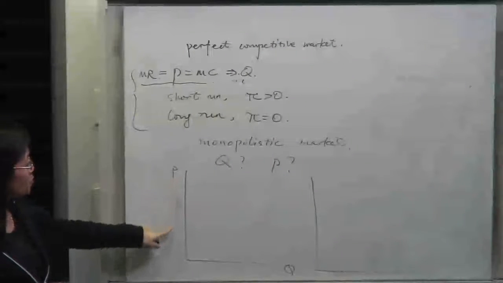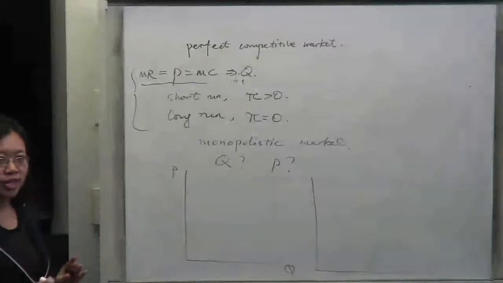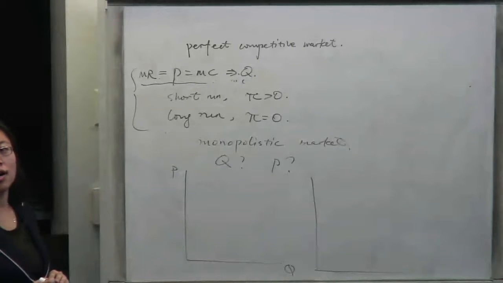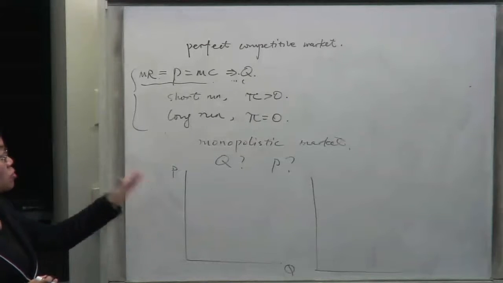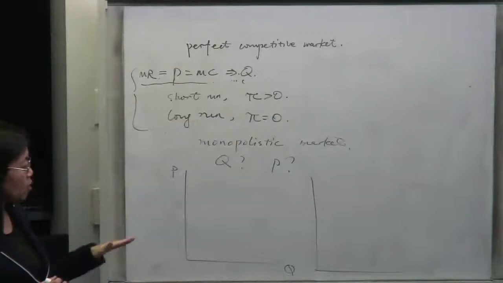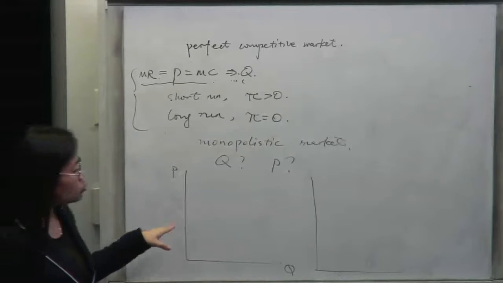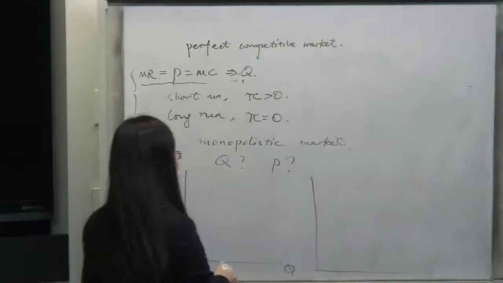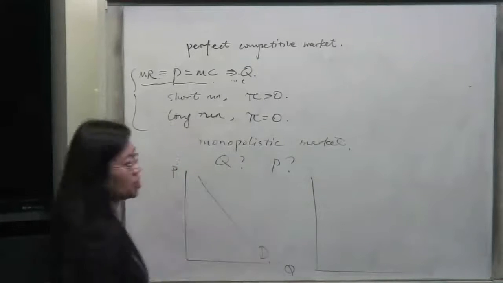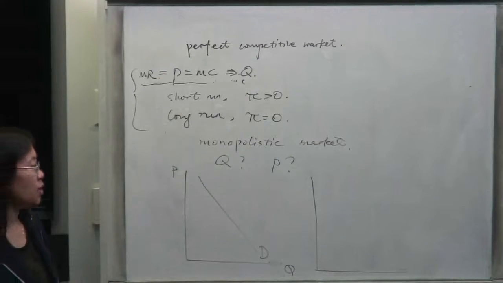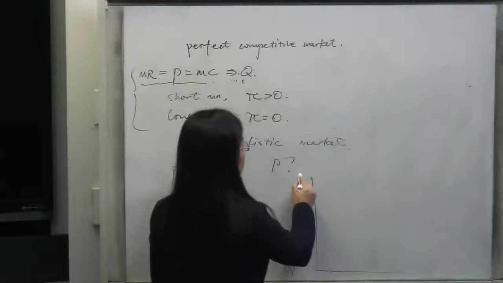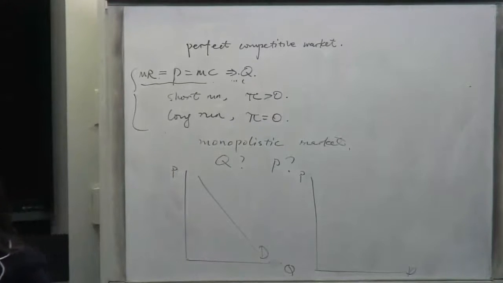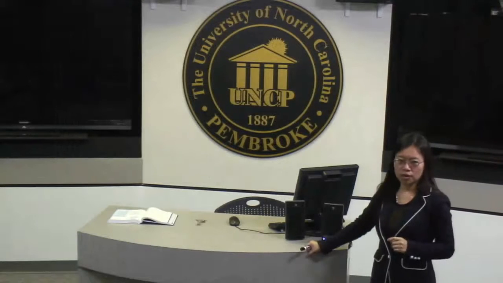Okay. So the first thing we're going to do is draw the demand, like what we did for the perfectly competitive market. We're going to have a market demand and an individual firm demand. Market demand is something like that, right? How about this? The demand for this individual monopolist, what does it look like?